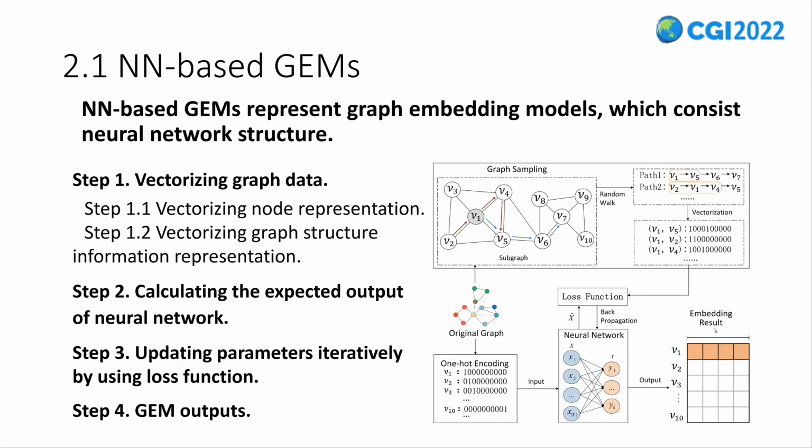In this paper, we researched the NN-based GEM. NN-based GEM represents graph embedding models which consist of neural network structure. We take DeepWalk as an example to explain. Its working principle is shown in the figure. Firstly, NN-based GEM will vectorize the graph data. Secondly, it will calculate the expected output of the neural network. Then, NN-based GEM will update neural network parameters iteratively by using the loss function. Finally, if the iteration reaches the stop condition, the model stops training and outputs embedding results.